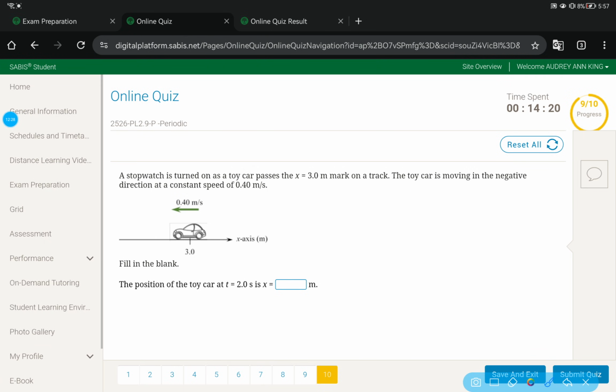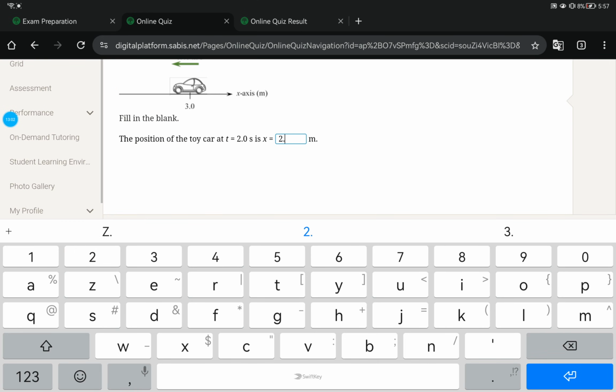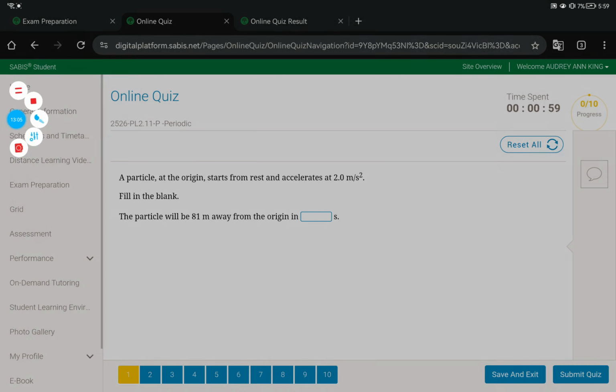Okay, so for this one, we're just going to use the formula for URM, which is position equals initial position plus velocity times time. So our position we need to find, and our initial position is 3 plus our velocity, which is negative 0.40 because it's set in the negative direction, multiplied by our time, which is 2. So you should get 2.2 as your answer.